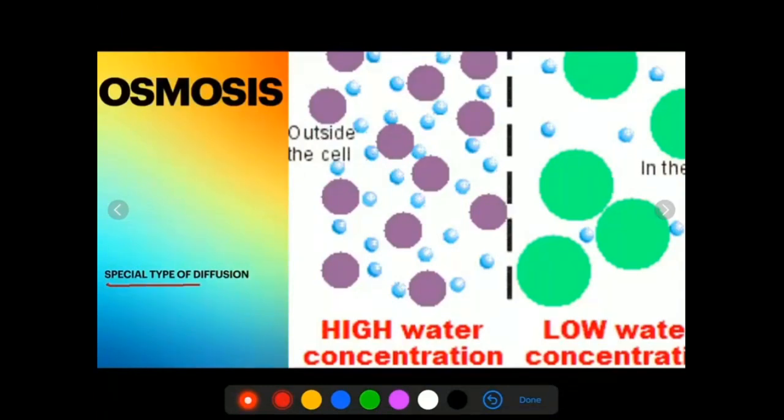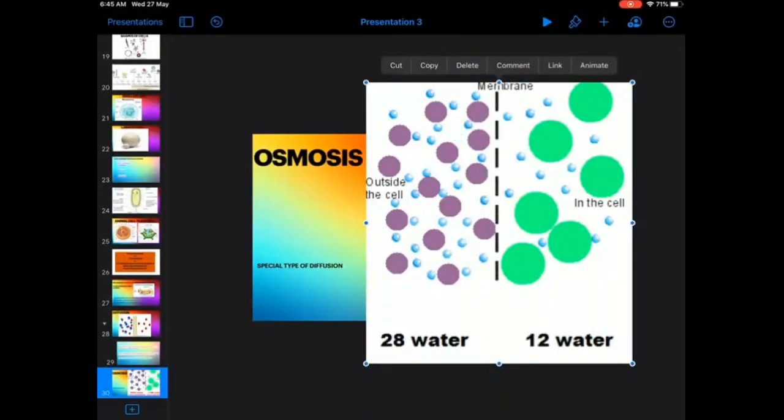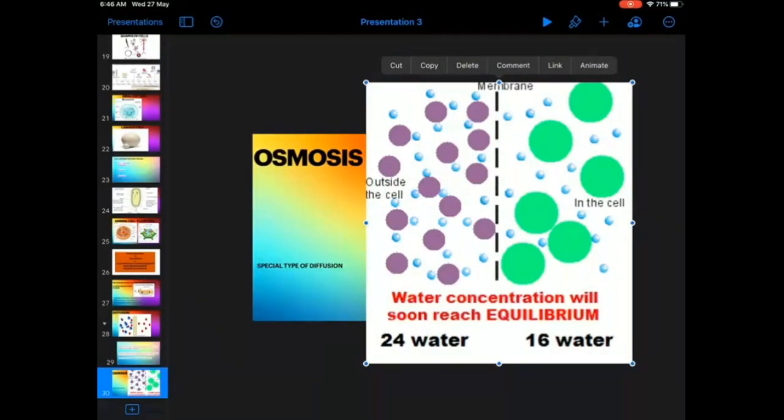Osmosis is actually a special type of diffusion. Why do we call it a special type? Because it involves movement of water molecules. In diffusion, we saw movement of oxygen and carbon dioxide. But here, osmosis refers to movement of water molecules from higher concentration of water molecules to lower concentration of water molecules. You can see here, the water molecules, blue in color, have a higher concentration here and a lower concentration here. So where will they move? They will move from higher to lower. Just have a look. The molecules keep moving till the movement is similar on both sides.